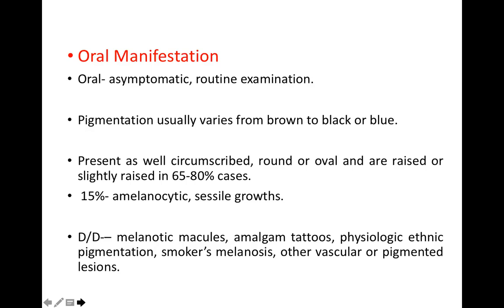Oral manifestation: asymptomatic, seen in routine examination. Pigmentation usually varies from brown to black or blue. They present as well circumscribed, round or oval, and are raised or slightly raised in 65 to 80% of cases. 15% are amelanotic sessile growths. Differential diagnosis can be melanotic macules, amalgam tattoo, etc.